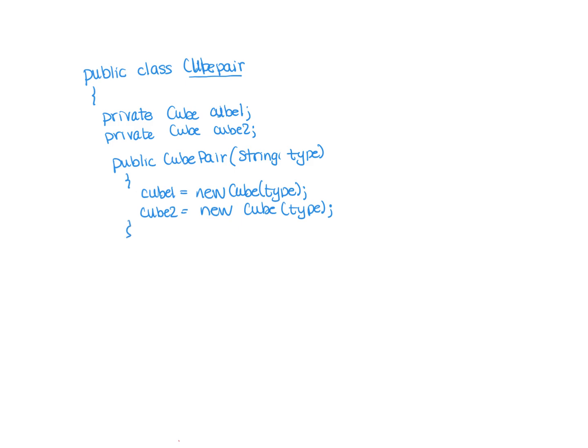Our second constructor is going to have 2 parameters. So again, it's going to have the same name as the class. So public CubePair. But this time we're going to pass in String type1 and String type2. And we're going to create our new cubes.